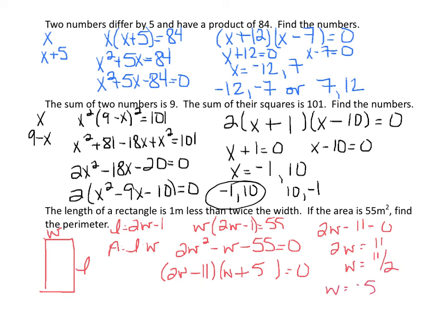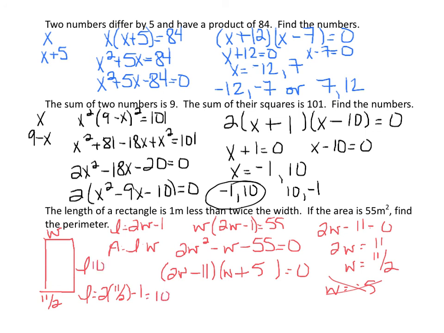You're not allowed to have a negative width, so you can't use that one. Your width here is 11 halves. Your length, then, so 2 times 11 halves minus 1. 2 times 11 halves is 11. 11 minus 1 is 10. So the length here is 10.